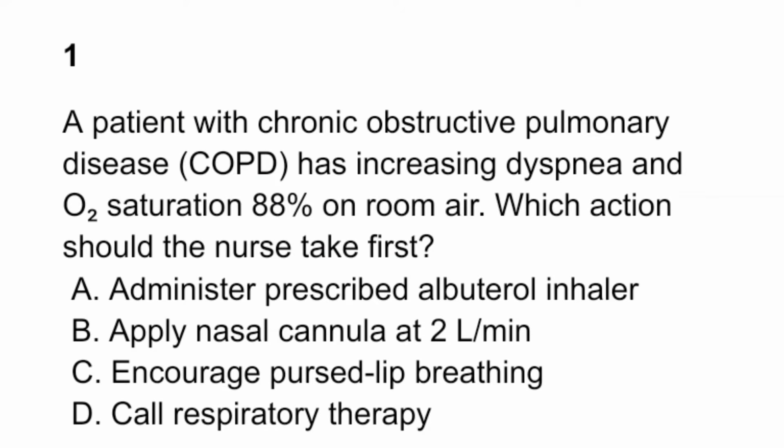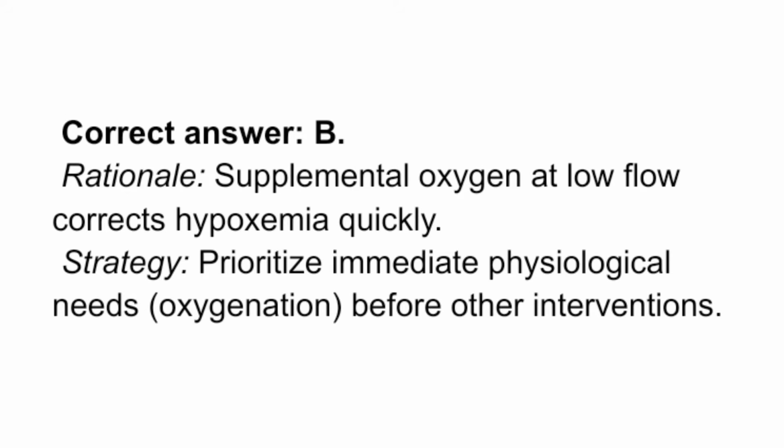1. A patient with chronic obstructive pulmonary disease, COPD, has increasing dyspnea and O2 saturation 88% on room air. Which action should the nurse take first? A. Administer prescribed albuterol inhaler. B. Apply nasal cannula at 2 liters per minute. C. Encourage pursed lip breathing. D. Call respiratory therapy. Correct answer, B.